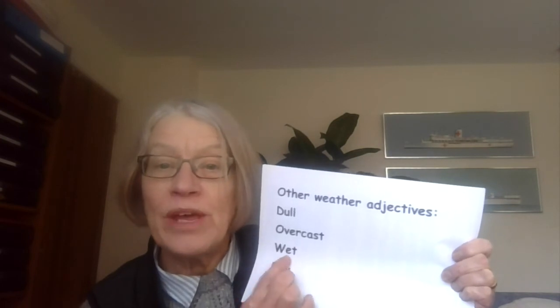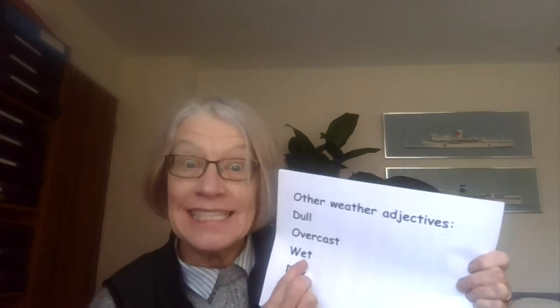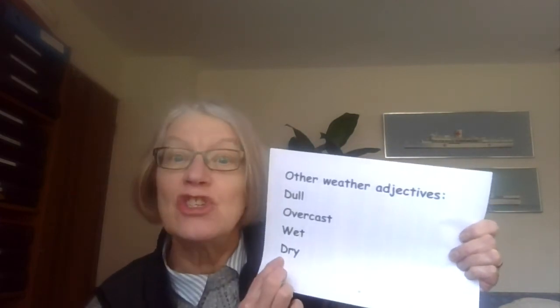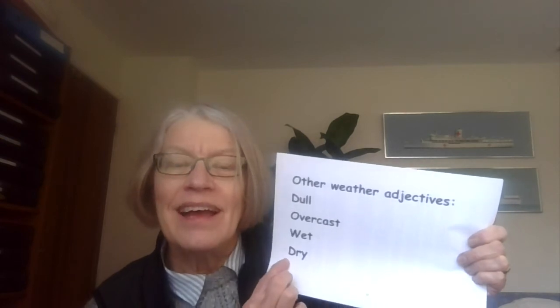If there's been a lot of rain, or if it's raining a lot, we can use the adjective wet, wet weather, or it is wet. Or if it hasn't been raining, unusual for the UK, we can say dry, dry weather. It is dry. So there we are. That's the end of this lesson. I want you to do that work because it builds on the work that we did last week about the continuous form of verbs.